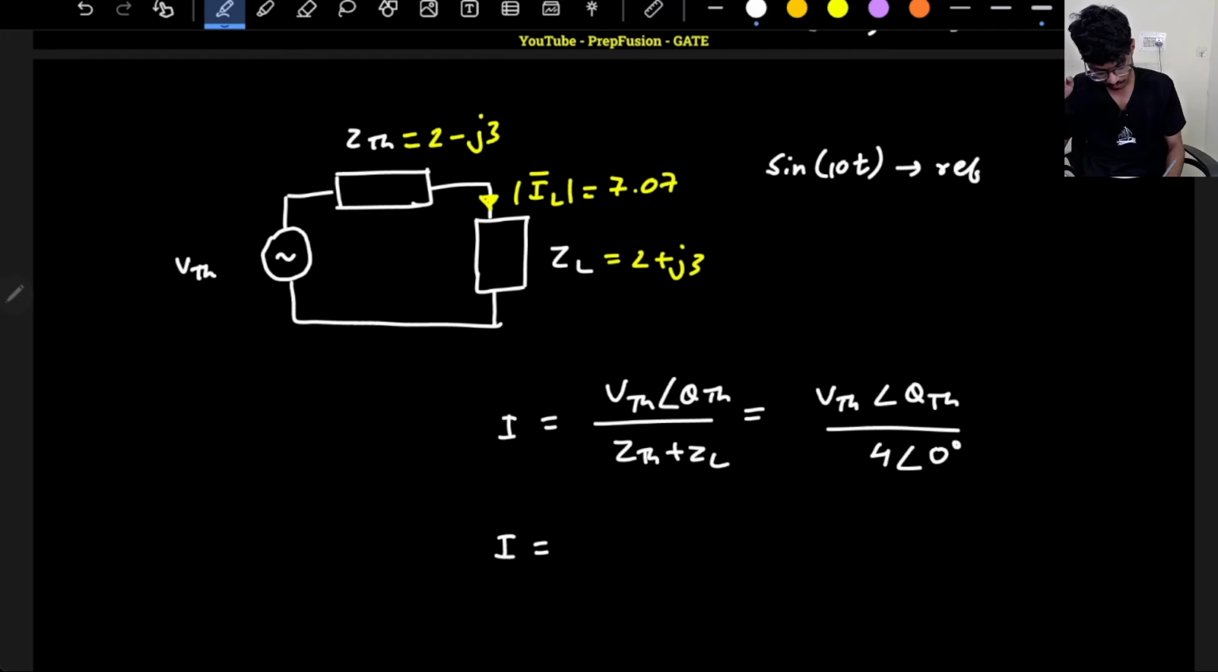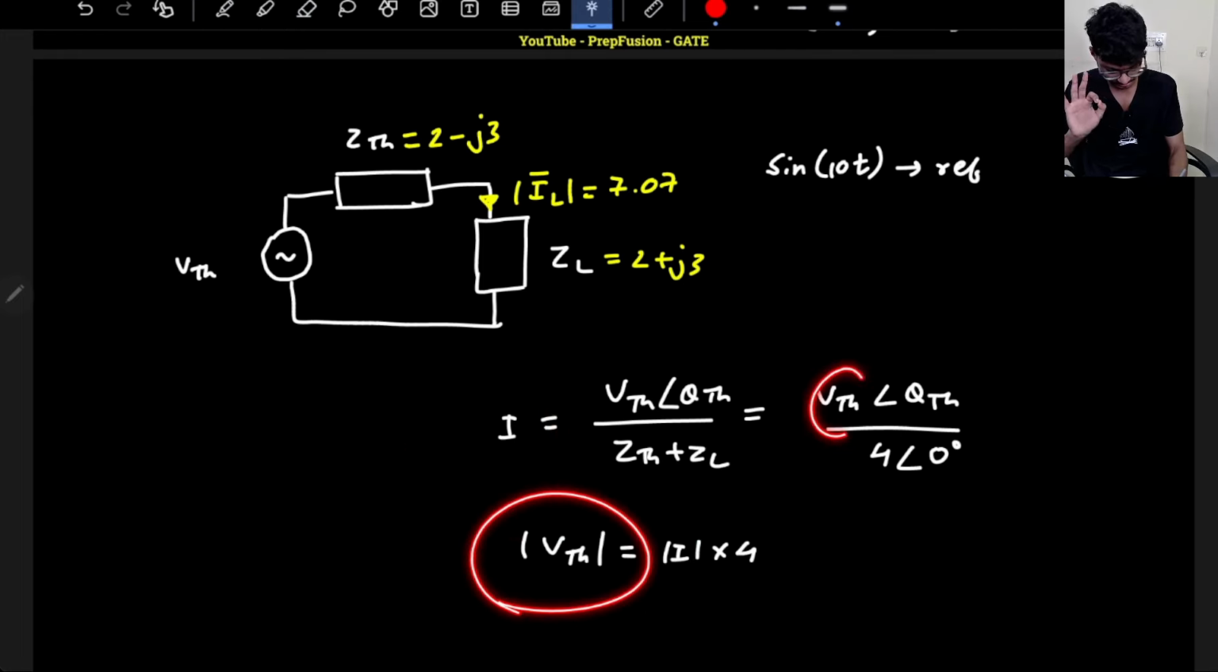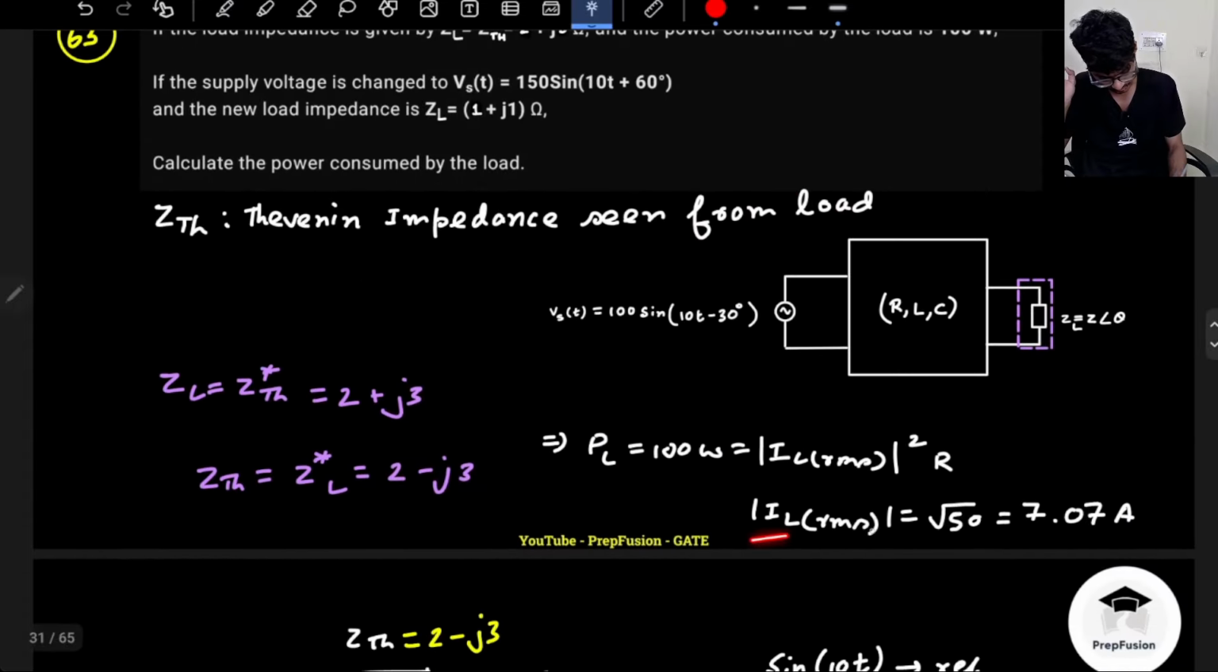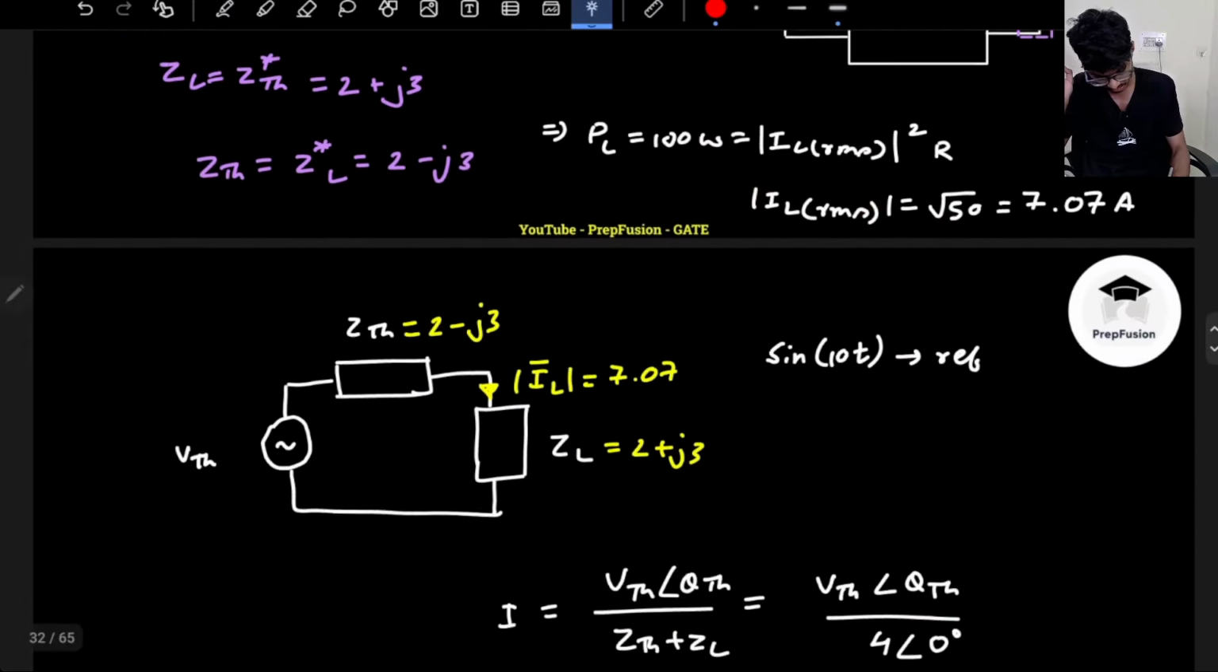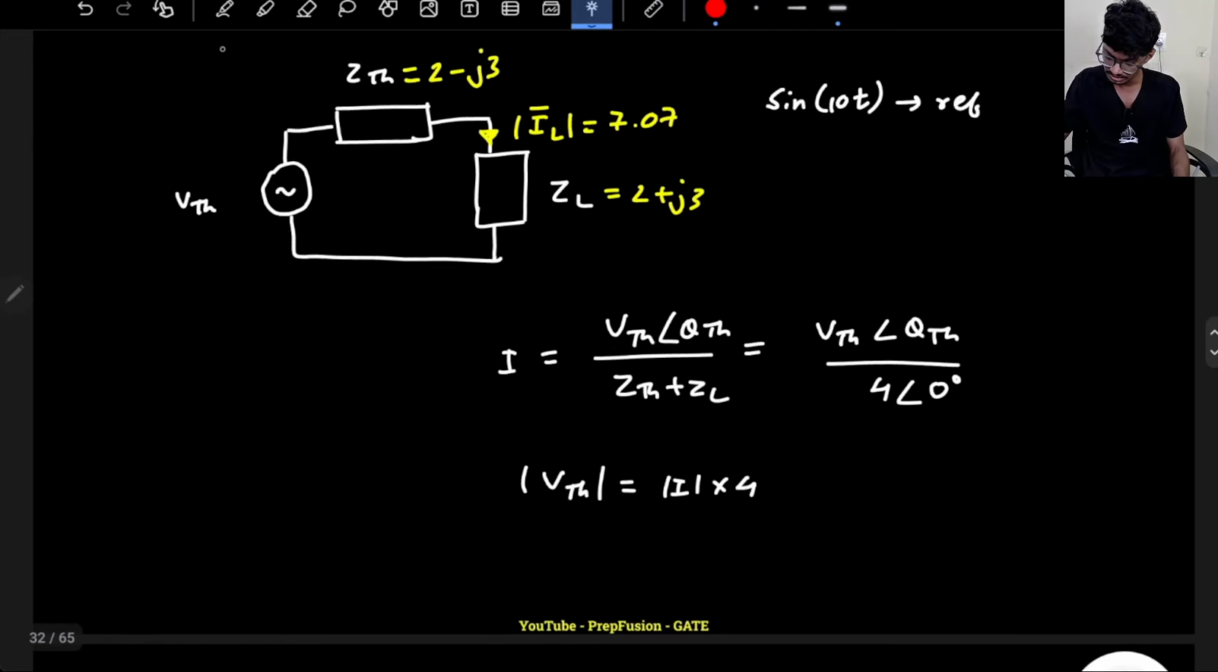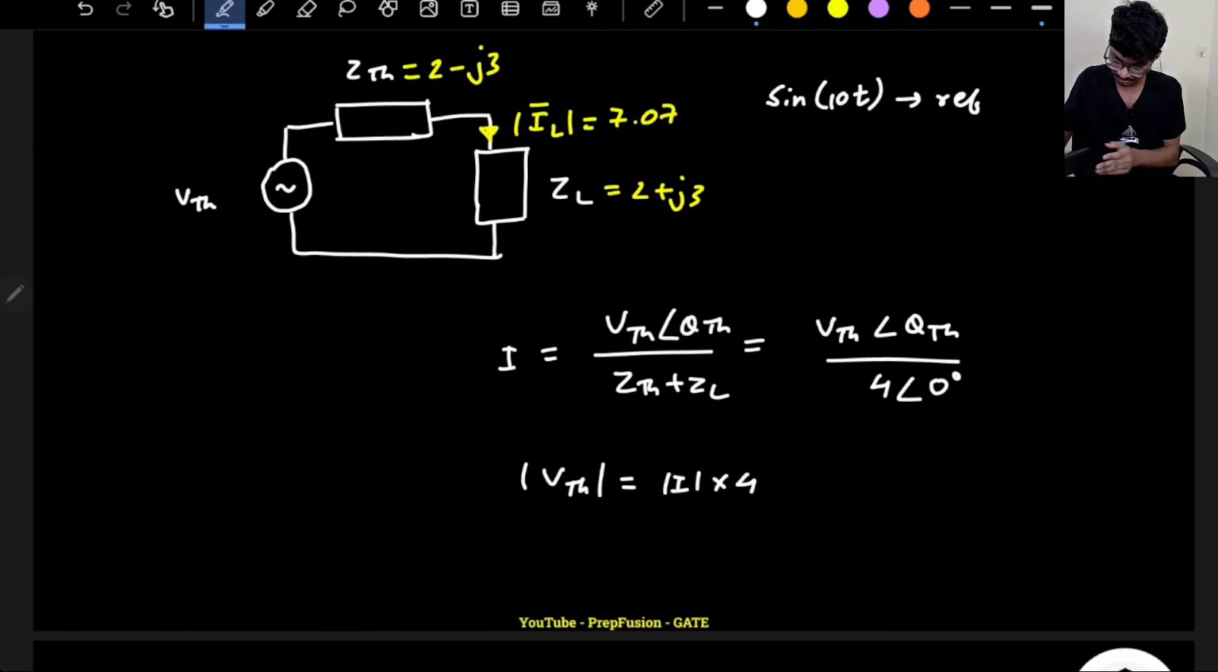So basically the magnitude of VTH will be the magnitude of I into 4, and the assumption is I am discussing RMS, so everything is RMS here. I have already calculated the RMS value of load current, that is 7.07. So this will be 4 times 7.07, which is 28.28 volts. So that is what my VTH is.